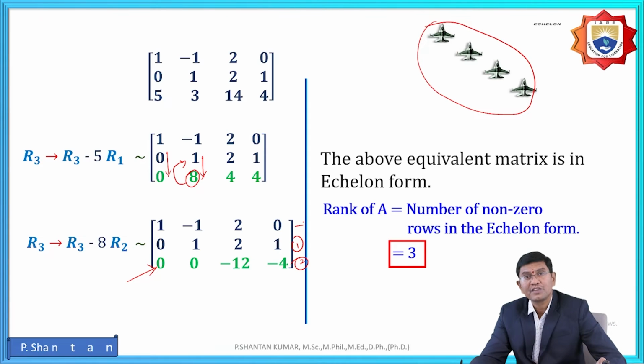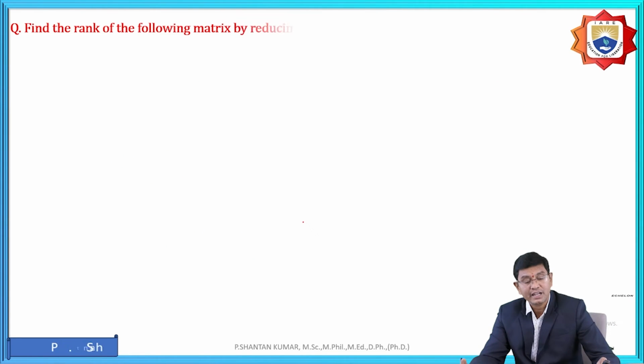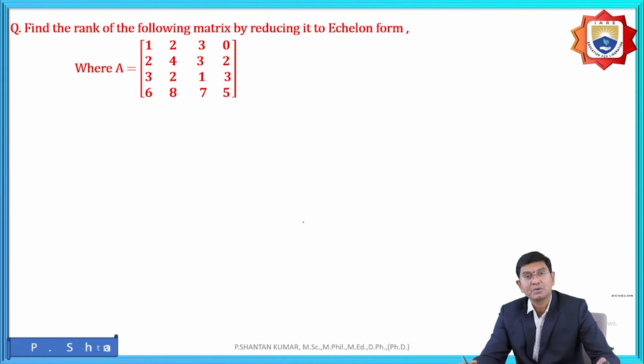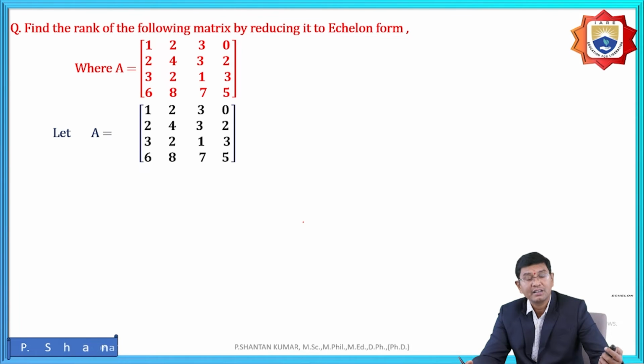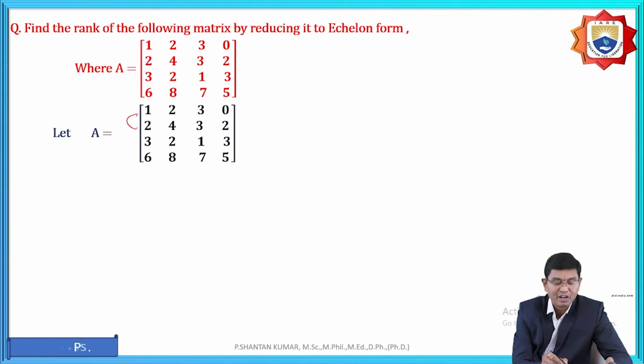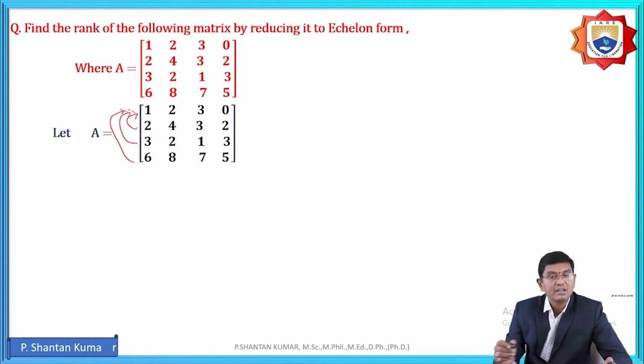And the second example, similarly: find the rank of the following matrix by reducing it to echelon form. The matrix is 1 2 3 0, 2 4 3 2, 3 2 1 3, and 6 8 7 5. First of all, let us assume that the given matrix is A. We need to reduce the elements below the first element to 0 by applying R2 minus 2R1, R3 minus 3R1, and R4 minus 6R1.